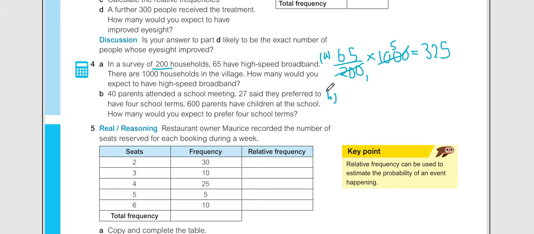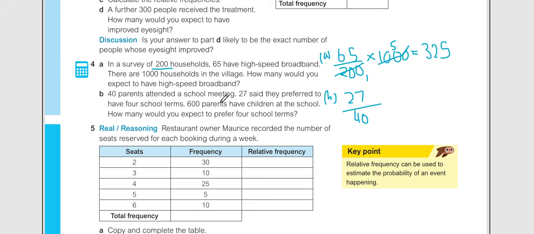B. How do you do B? 40 parents attended a school meeting, right? Now how many has attended? 40. 40 is the total frequency now. 27 said they preferred to have 4 school terms. Now out of the 40 parents attended, 27 is the frequency who preferred to have 4 school terms.